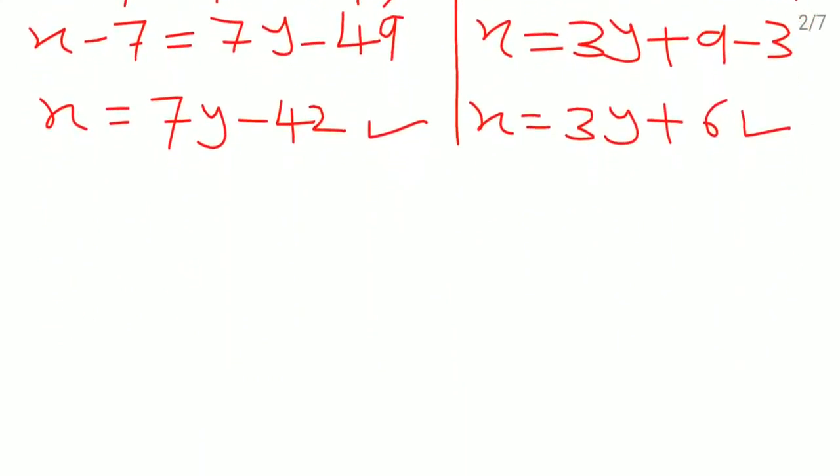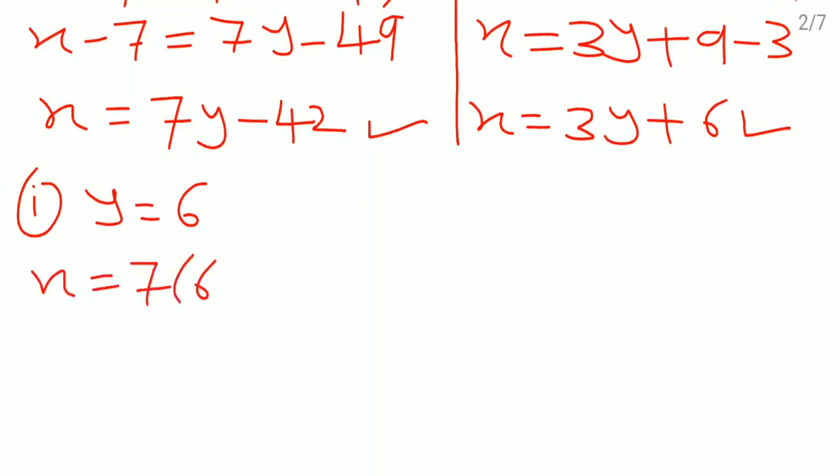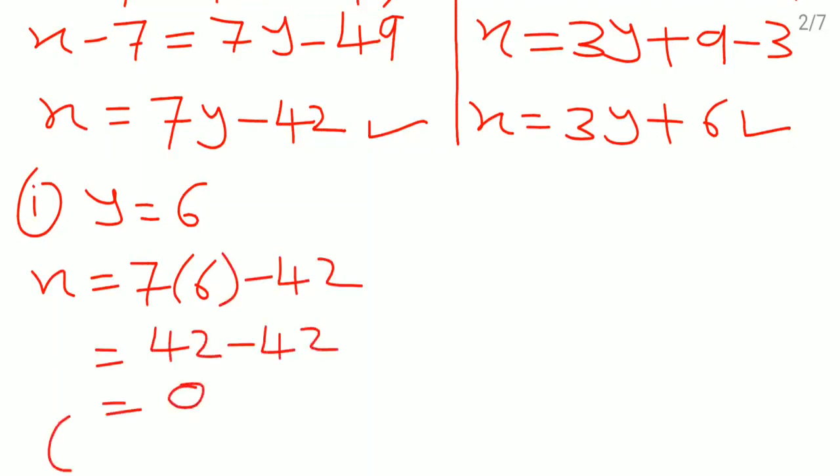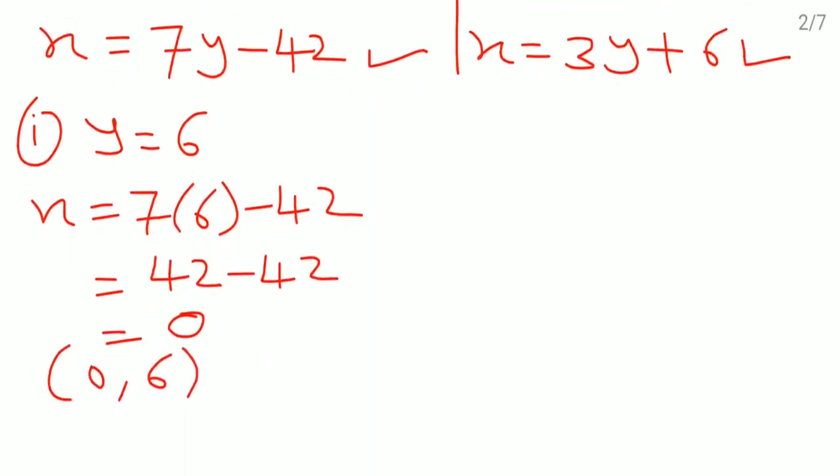Here, first one I will take y equal to 6. We can take any value, but whatever values we are taking should fit on the graph paper. Take the smaller values, not the bigger ones. Okay, here y is equal to 6, so my x is equal to 7 into 6 minus 42, which is 42 minus 42. I get answer 0 here. So my first solution, or first point, is 0, 6.